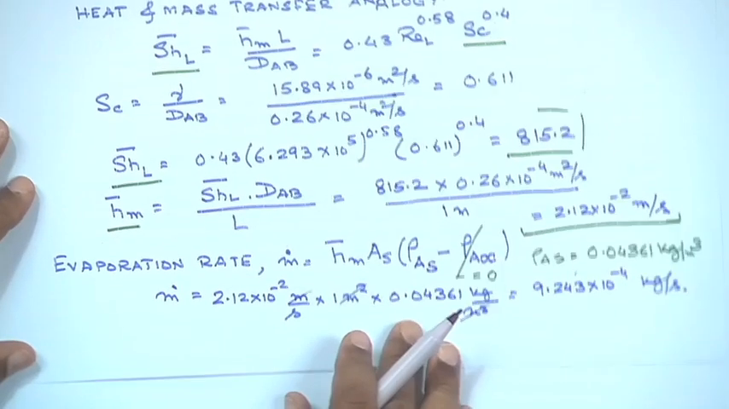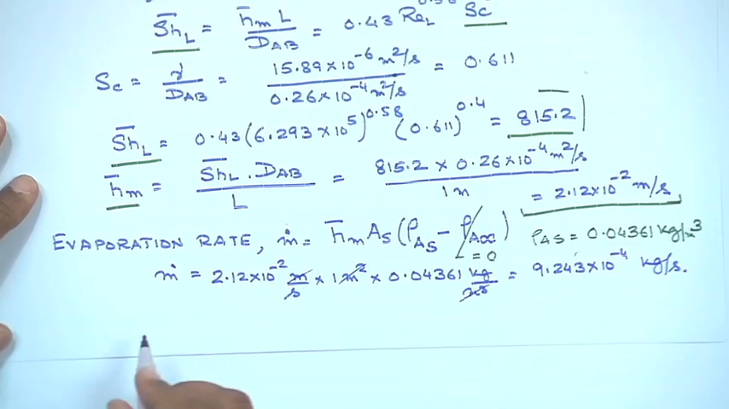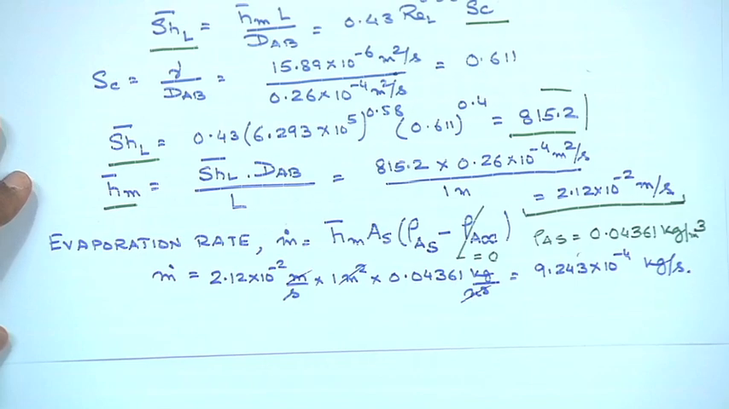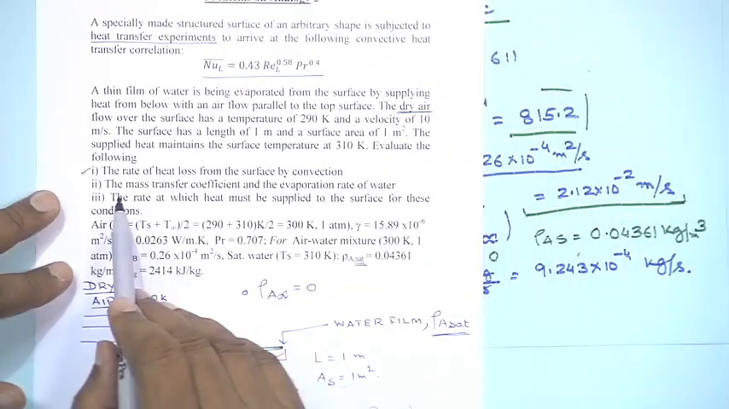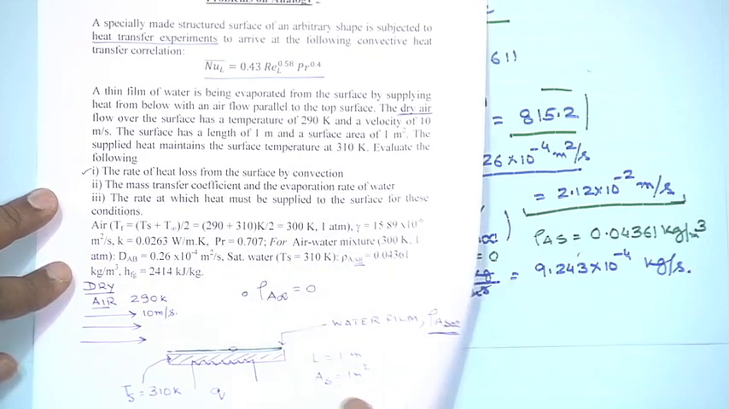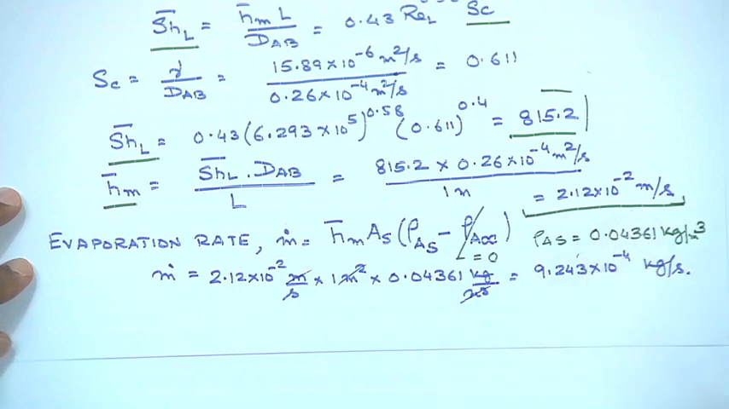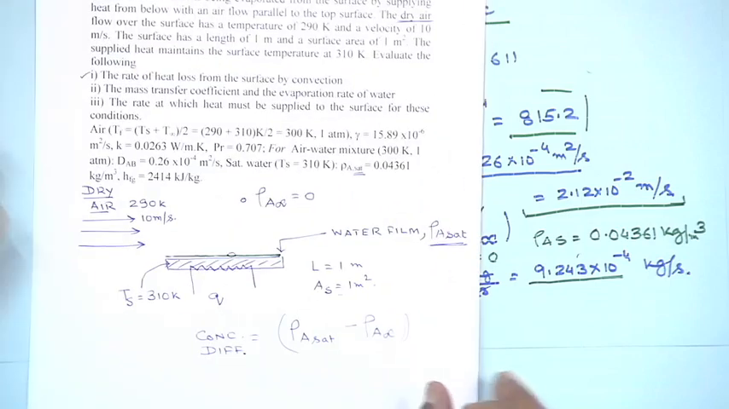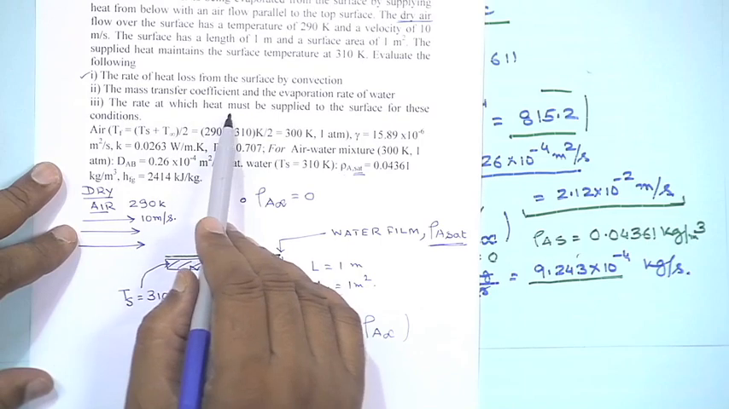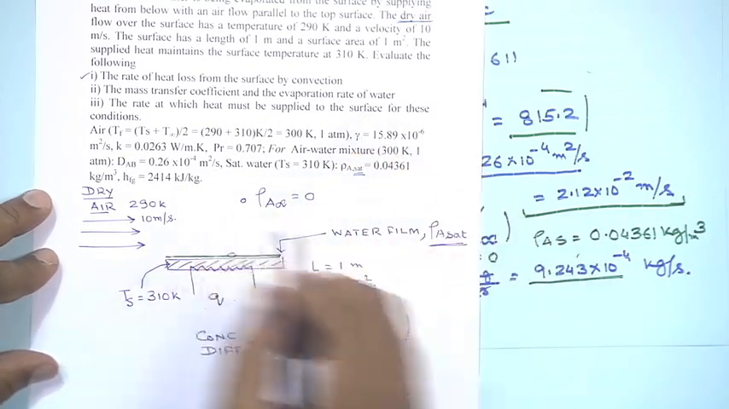So, once you have the mass flow rate in there, the last part of the problem remains. The second part of the problem tells us to find out the mass transfer coefficient and the evaporation rate of water, which we have evaluated. So, this is my mass transfer coefficient, and this is the rate of evaporation of water. The third part tells us to find out the rate at which heat must be supplied to the substrate for these conditions.